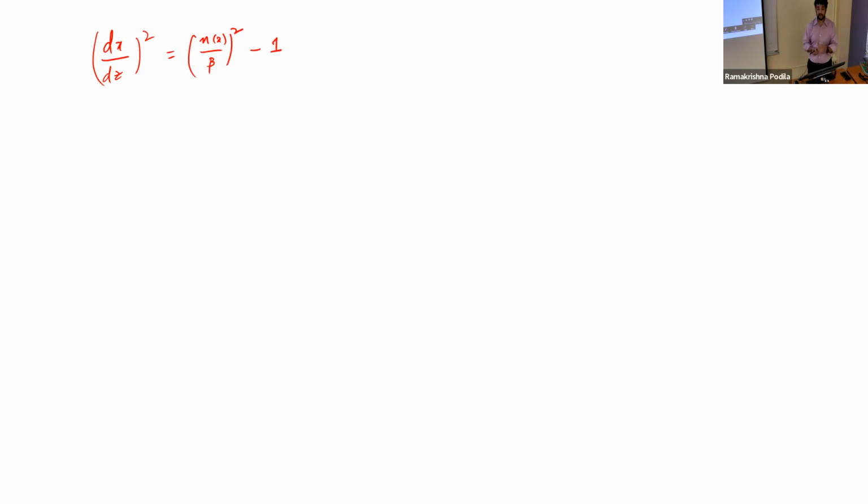Now we're going to make this into a different form. So what we're going to do is take this equation and apply d by dz on both sides. It's an equation, right? So left hand side is equal to right hand side. So do the derivative with respect to z on both sides. So if you do d by dz of dx by dz whole square, what do you get?